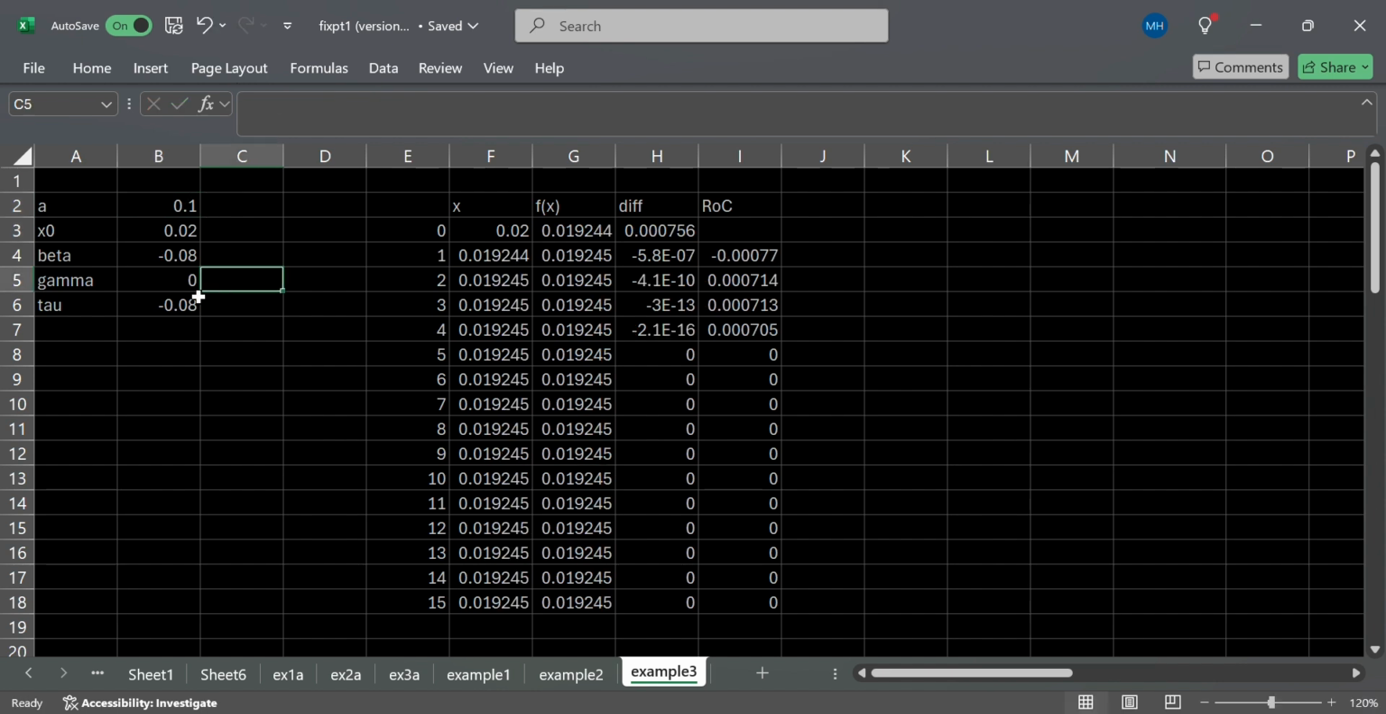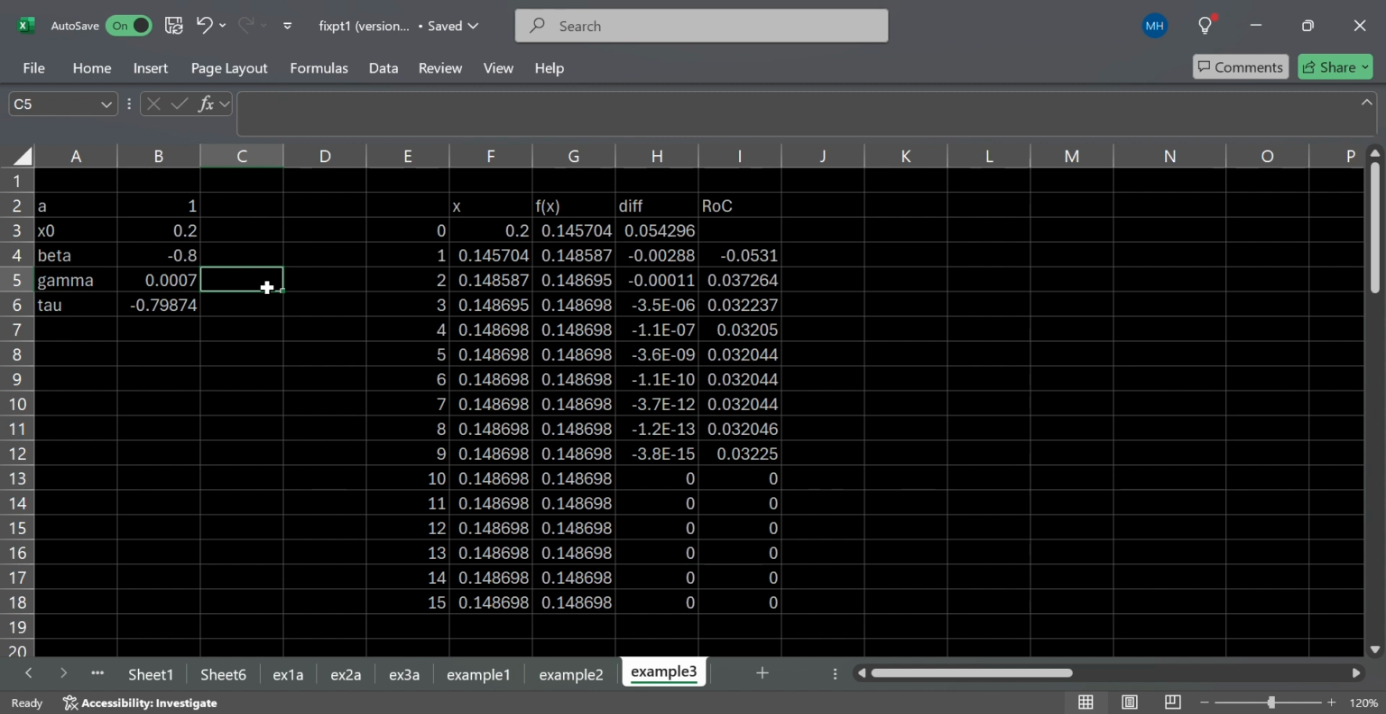You can play around with different examples. You can try different formulas and see if you can get it to work. This fixed point method is really simple for finding solutions of problems.